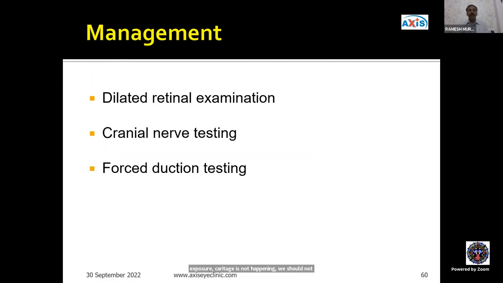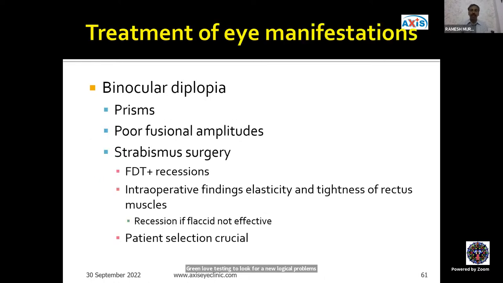Always we should do a dilated retinal examination because we want to look for other ossifications or salt and pepper retinopathy, cranial nerve testing to look for neurological problems, and forced duction testing to look at the muscle strength and the muscle tightness. Patient may have binocular diplopia, in which case we use prisms. The problem in chronic progressive external ophthalmoplegia is poor visual amplitude, so prisms or even surgery may not give us the desired or the successful outcome.